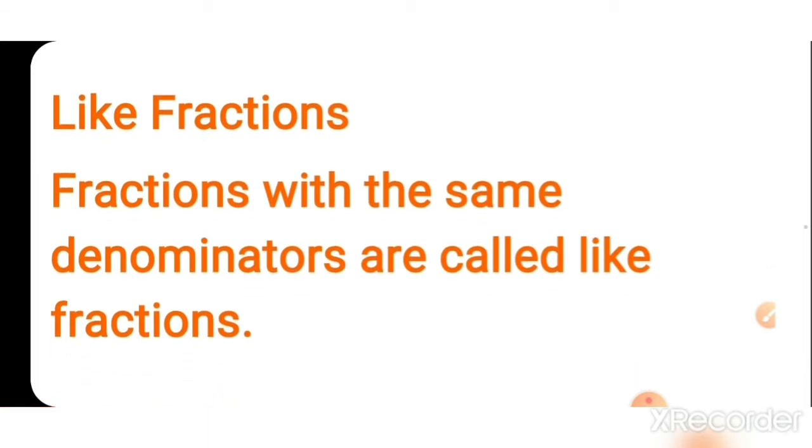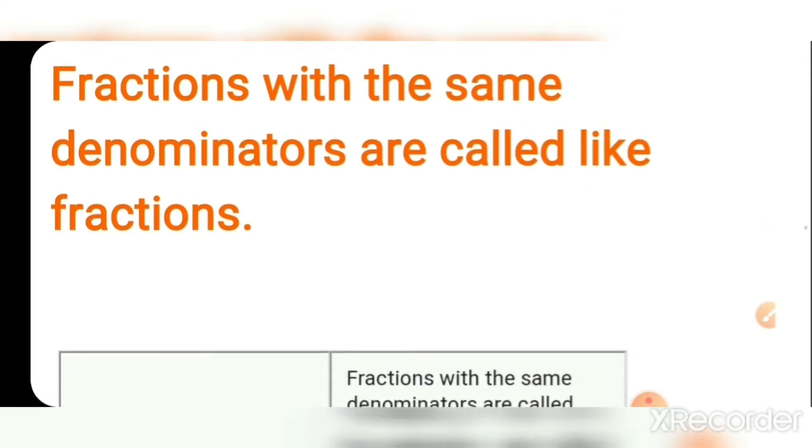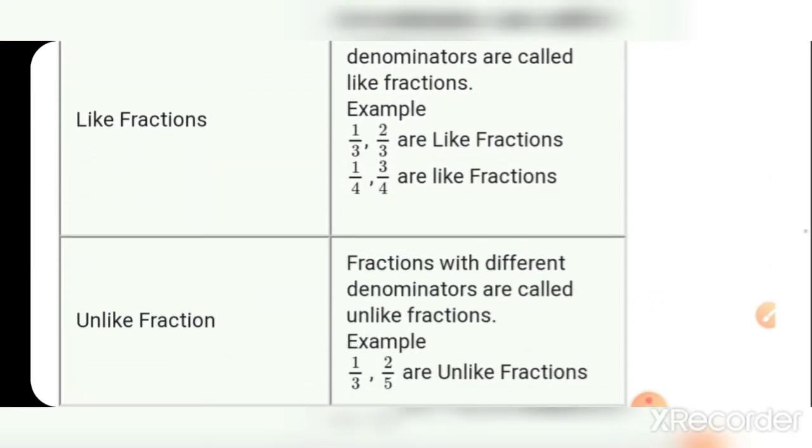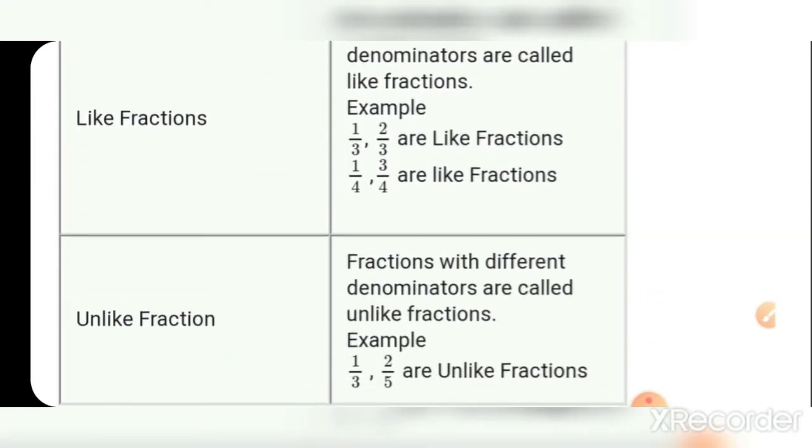Today, in the fourth session of our chapter 7, fractions, we are going to learn about like and unlike fractions and how to compare these fractions. As you all know, what is a like fraction? Remember, you have already learned it in 5th standard. Like fractions are fractions with the same denominator. So we can say that fractions with the same denominators are called like fractions. And fractions with different denominators are called unlike fractions.